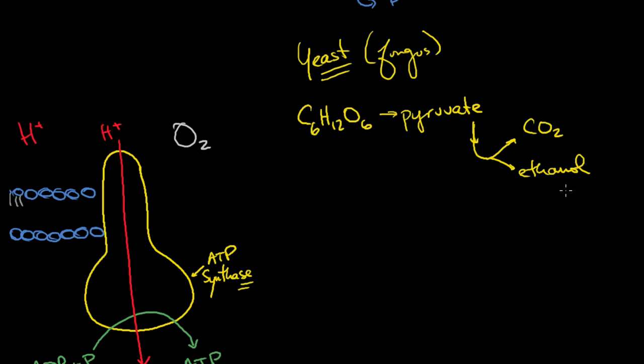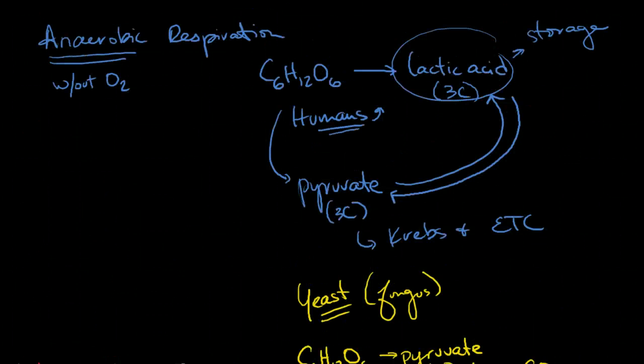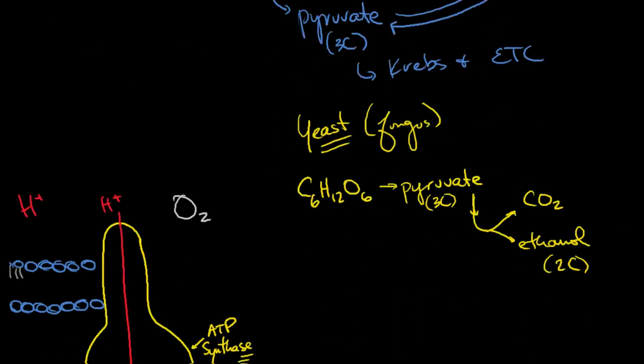And ethanol is a 2-carbon sugar. So we've got 2 carbons here and 1 carbon here for every pyruvate that was broken down from this glucose molecule. And this carbon dioxide is lost in the environment. So really, it can't reverse. A 2-carbon ethanol cannot convert back into a 3-carbon pyruvate. And so this reaction can't reverse, unlike the anaerobic respiration that happens in mammals.